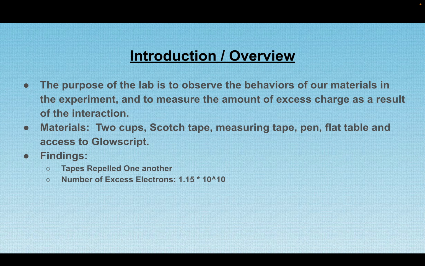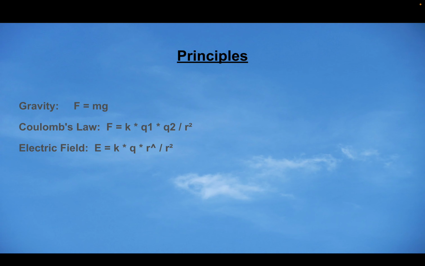First of all, to summarize the findings in this lab experiment, the first was that the tapes ended up repelling one another, which we will get to later in the lab to explain why. And second, the amount of excess charge was found to be 1.15 times 10 to the 10th electrons.